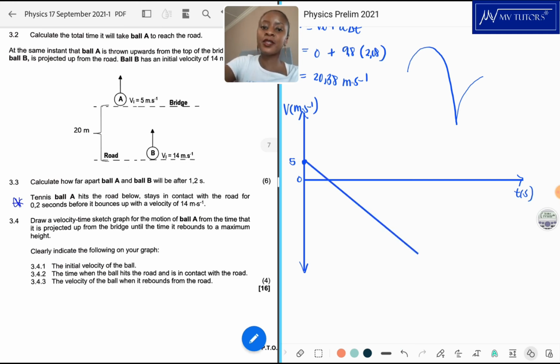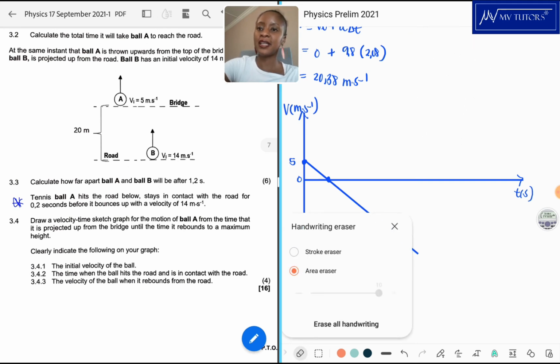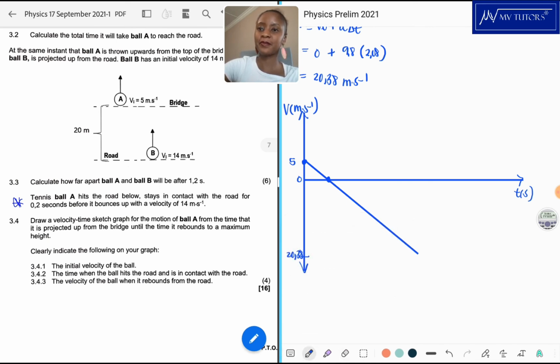okay, then from 0, remember, 0 indicates where it reaches its maximum. So this was 5, and that is 0. And then here we had 20.38. Okay, so that value there, 20.38. Then it came into contact with the ground. Okay, so that we indicate, let me just erase all of this for now. That we indicate with a dotted line.